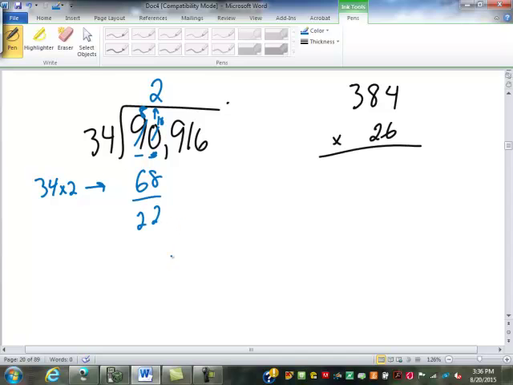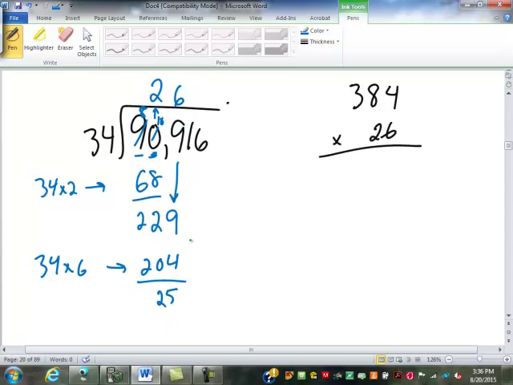Then what? Bring down the 9. Then figure out how many times 34 goes into that number, and that would be 6 times. So 34 into 229, you're saying 6 times. And then? That would give you 204. So 34 times 6 is 204, and that leaves 25 left over.